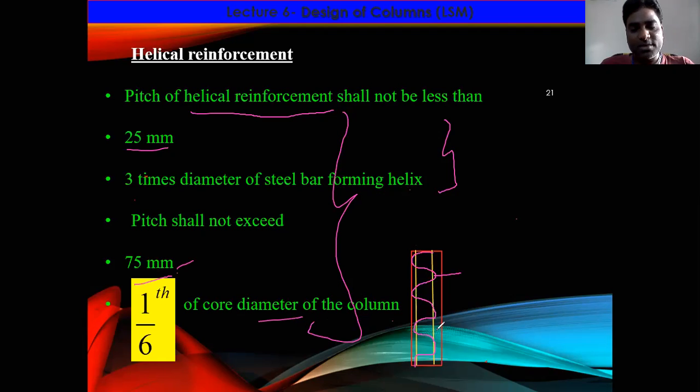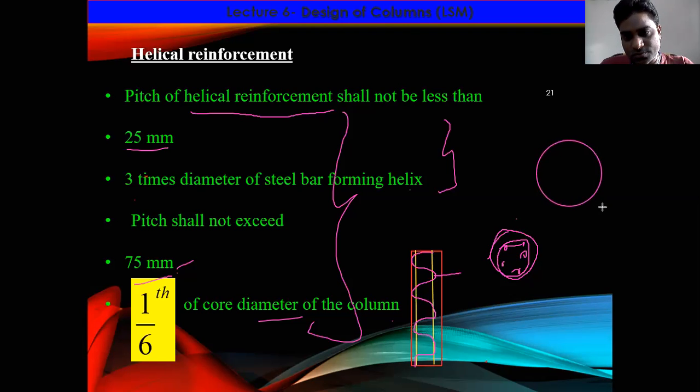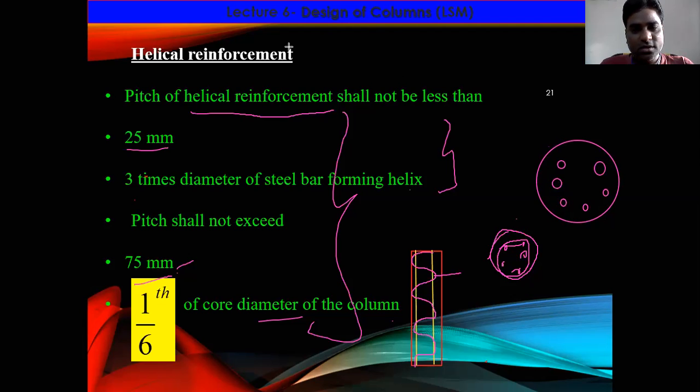What is meant by core diameter? Core diameter is nothing but the center to center distance between the helical reinforcement. Suppose this is your circular column plan, and these are some bars, and you are connecting this helical reinforcement. And you have a minimum number of bars, and you are connecting with the helical reinforcement.